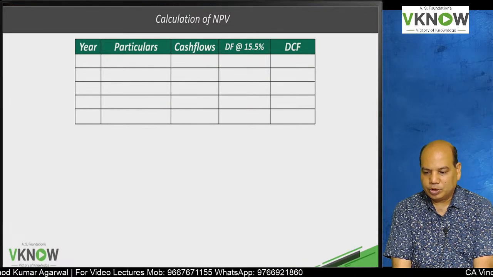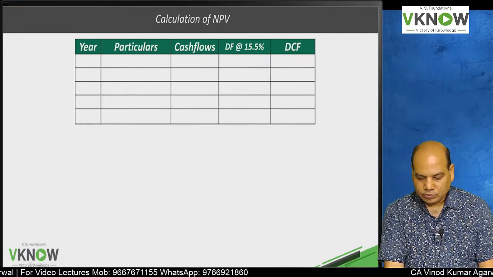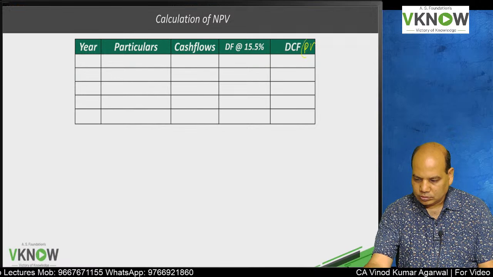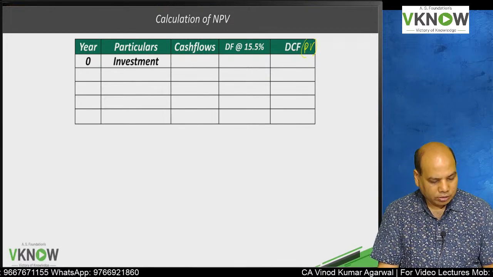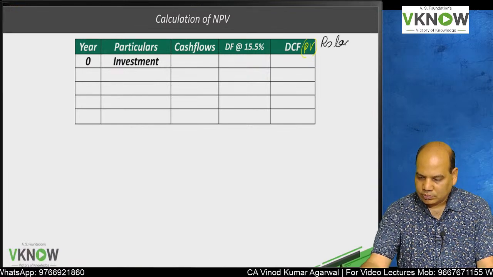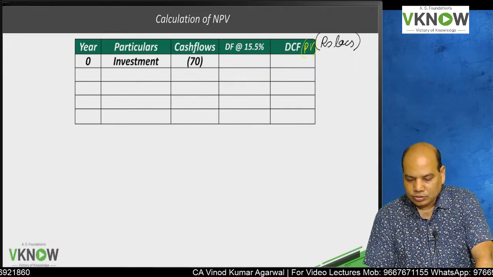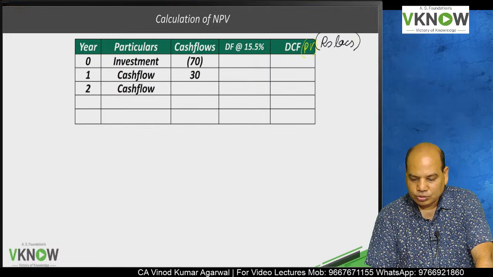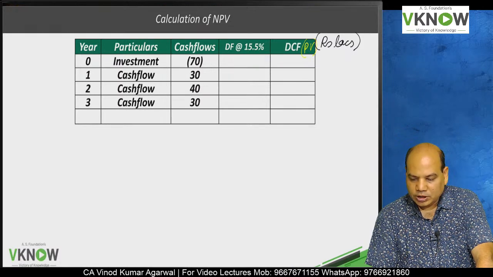discounting factor at 15.5%, last column DCF, or you can write present value, rupees in lakhs. Write down rupees in lakhs at the top right hand corner. Year 0: investment 70. 1: cash flow 30. 2: cash flow 40. 3: cash flow 30. Given.